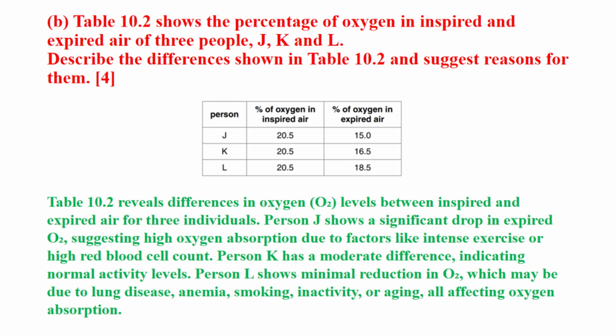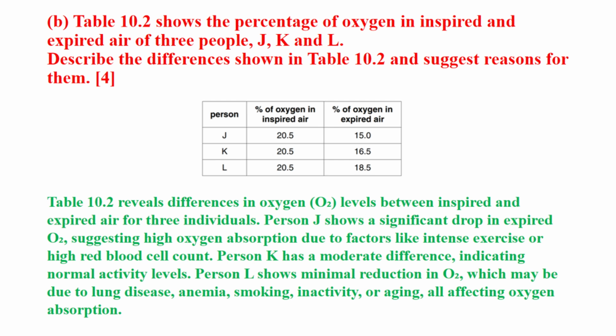Moving on to part B, let's look at how oxygen concentration changes in inspired and expired air among 3 individuals, J, K, and L. For person J, there's a significant drop in expired oxygen. This could indicate that they are engaging in intense physical activity or have a high red blood cell count, which enhances oxygen absorption. Person K shows a moderate difference, reflecting typical activity levels.